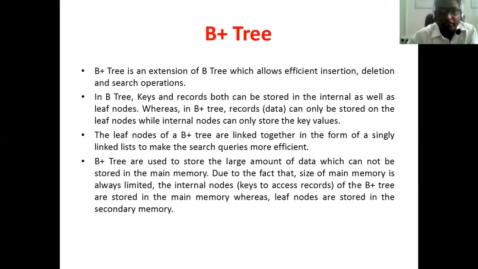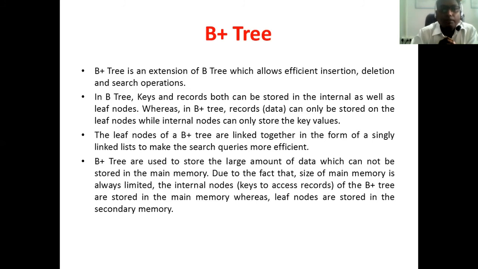The leaf nodes of a B plus tree are linked together. All the leaf nodes of your tree will be linked. You can see this in the further slides, where I will put the B plus tree diagram. In B plus tree, all the leaf nodes are connected with the other nodes, in the form of a singly linked list, to make the search query more efficient and to improve the efficiency of searching operations.